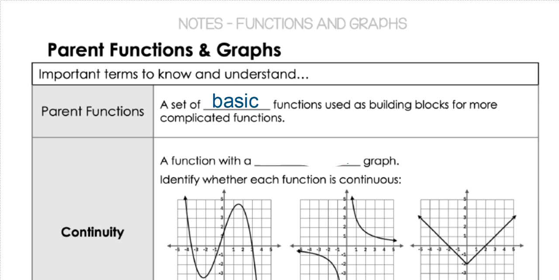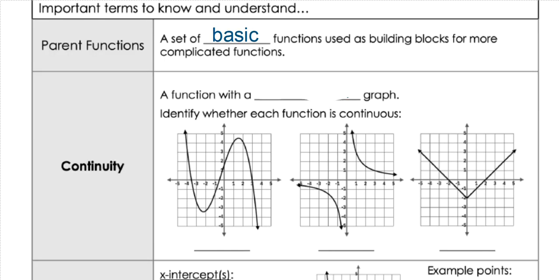Some key things we need to know about those parent functions. The continuity is a function with a connected graph. That's where we're looking for a continuous kind of graph as opposed to a segmented one. If we look at the first graph, we can see that there are no breaks in it or anything. So that would be continuous.